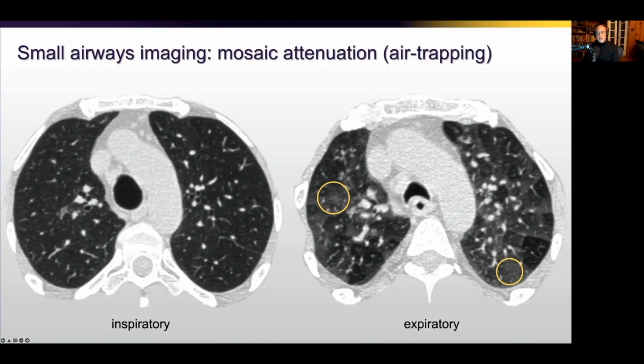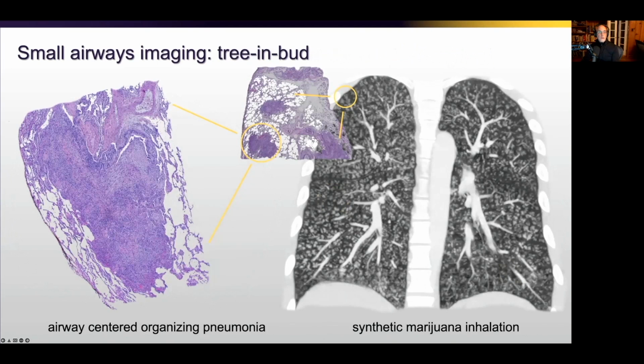So this indirect sign is probably the most sensitive test in the armamentarium that is available for making this diagnosis. There's also direct assessment of the airways themselves. We can see when the airways are abnormal. If there's abnormal tissue around an airway, we will see the airway within the center of the lobule.